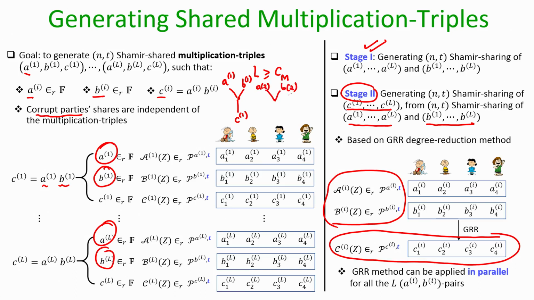And this means that all the instances of GRR degree reduction can be executed in parallel. This is unlike the case where we perform shared circuit evaluation based on the GRR degree reduction method, because in that case, depending upon the order in which the multiplication gates are there in the actual circuit for evaluating the function f, there might be a dependency that I can't run the second instance of GRR degree reduction until and unless the earlier instances of GRR degree reduction are over.